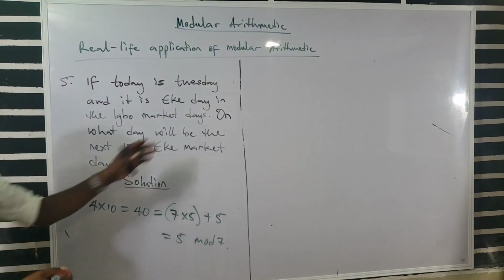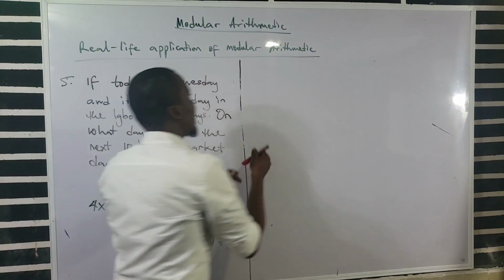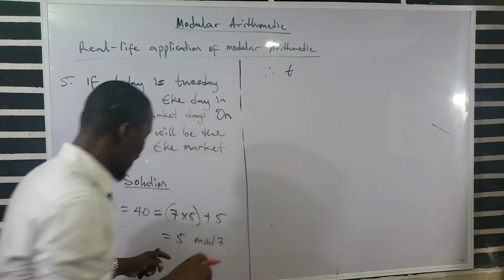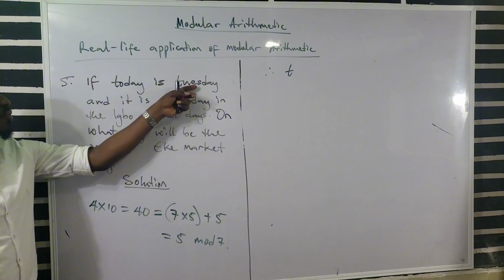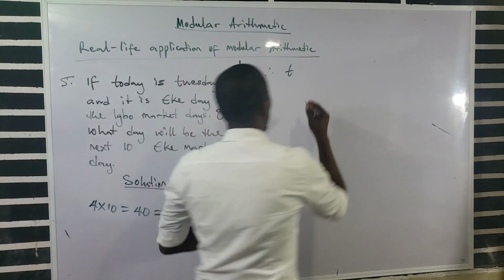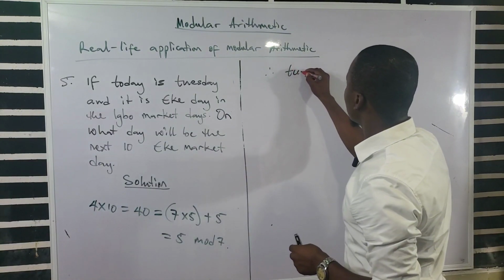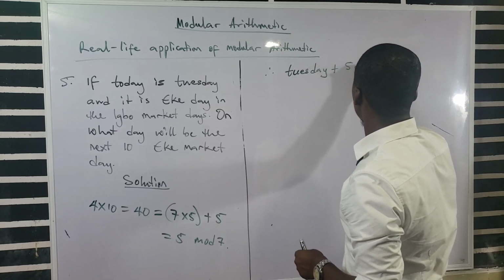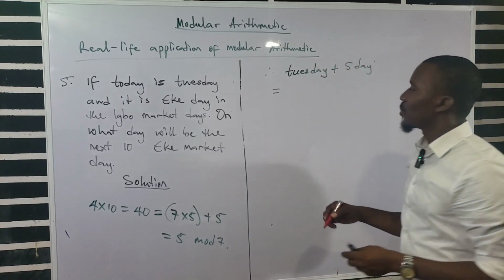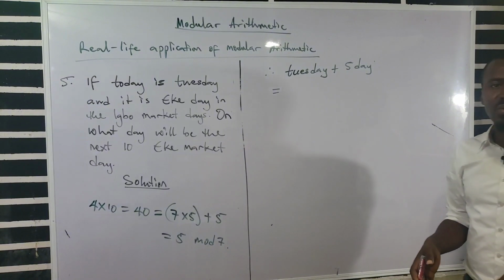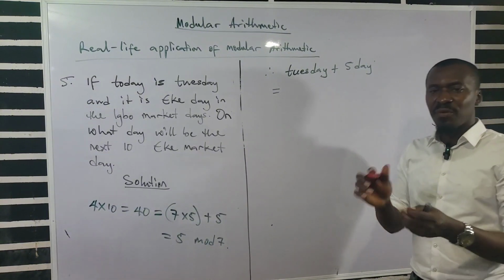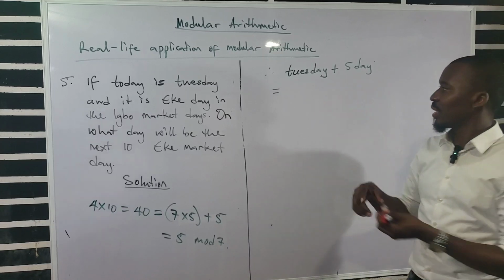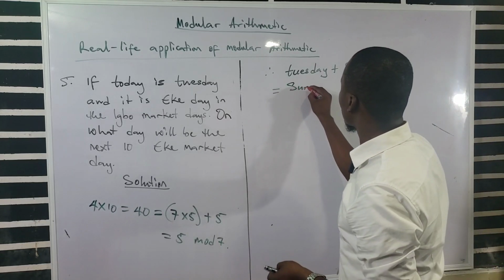Now, if today is Tuesday, therefore, Tuesday plus 5 days. What would that give you? If today is Tuesday, then plus 5 days. So you have Wednesday, Thursday, Friday, Saturday, Sunday. So that will give you Sunday.